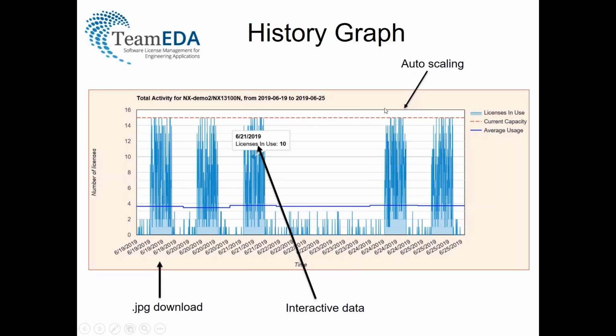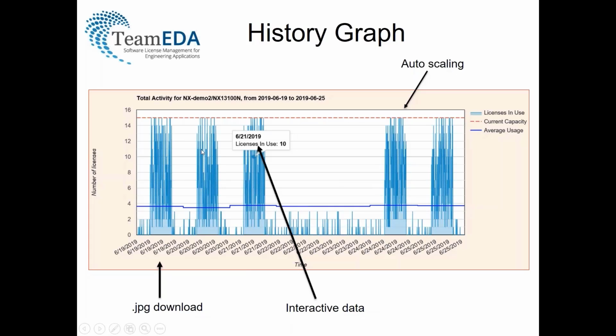It's called the history graph. Basically, it's showing the capacity. This dotted blue line or dotted red line right here is your capacity. Then the actual is here, and then the average is this darker blue line here. And you can set this for whatever time period you want. This happens to be 7 days, and it's dynamic.